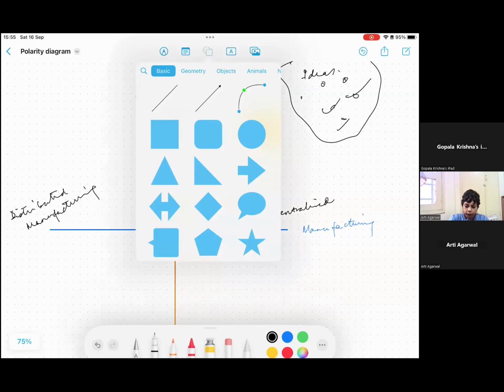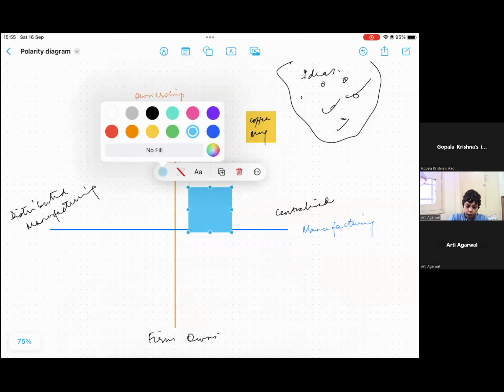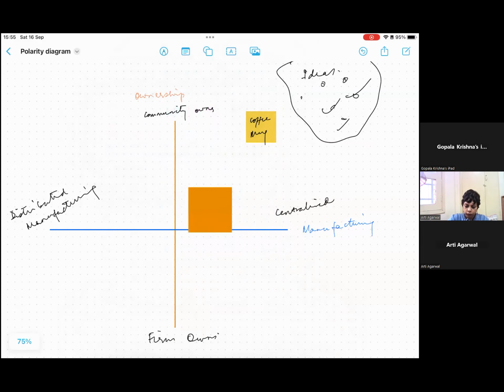So this also gives us an idea of where in that whole matrix our product is fitting. Madam, here a coffee mug actually falls under individual ownership, right? Community, firm. Okay. So no, the difference is between the firm owning it and the person. Community here does not mean that everybody will own it. It just means that the ownership is not with the firm.